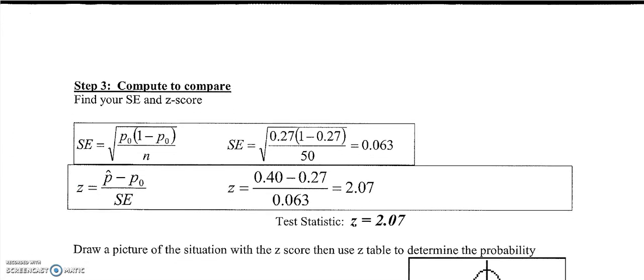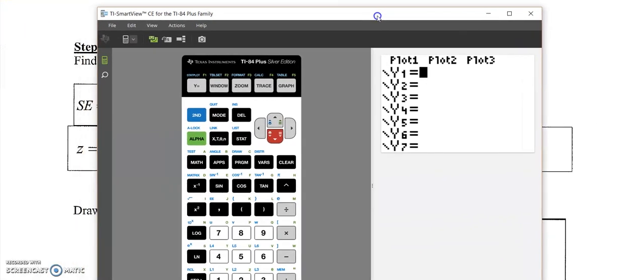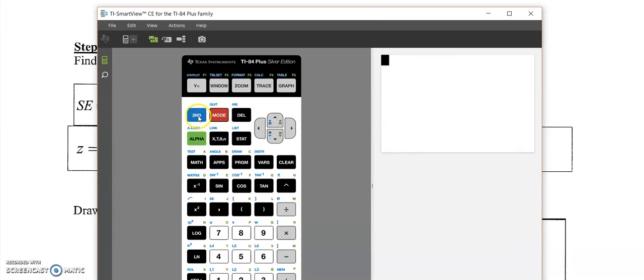Next, to do the work by hand, we have to find the SE. So to find the SE, it's the square root of p times 1 minus p all over n. So SE is the square root of 0.27 times 1 minus 0.27 over 50, and that equals 0.063. So I'm going to go ahead and type that in the calculator so you can see how to type it in. So go to the home screen, second mode.